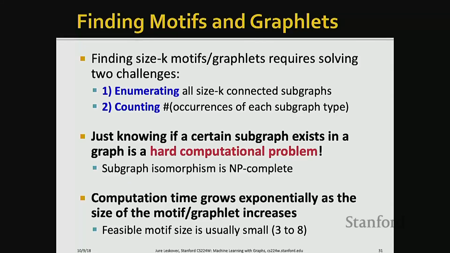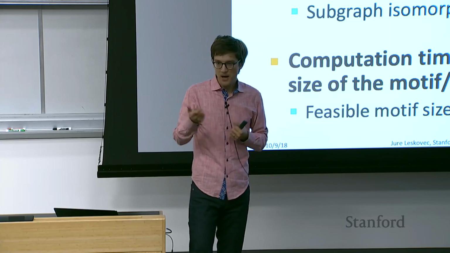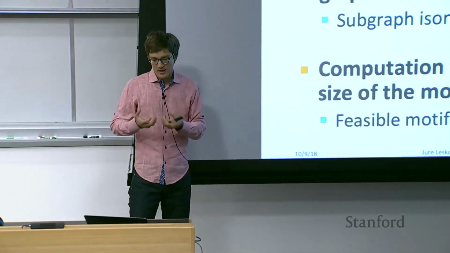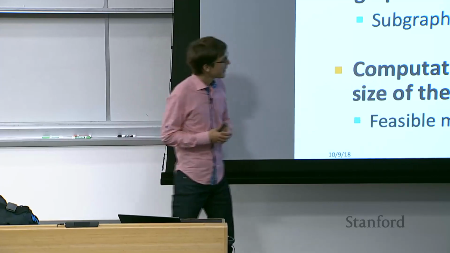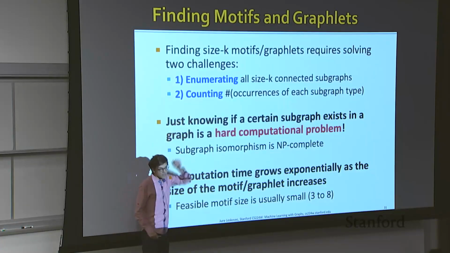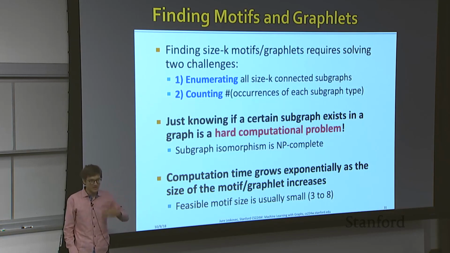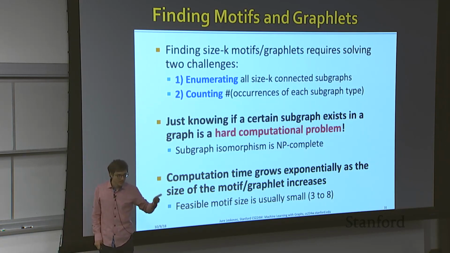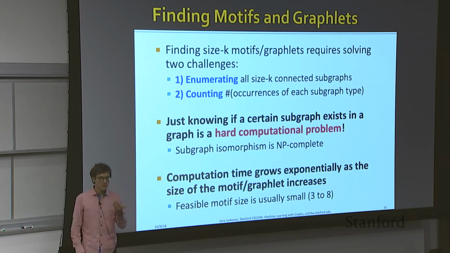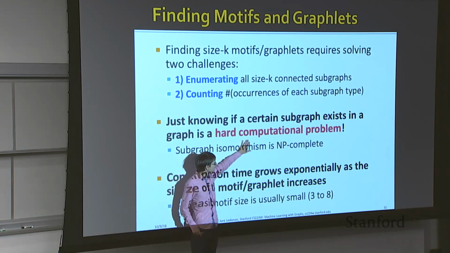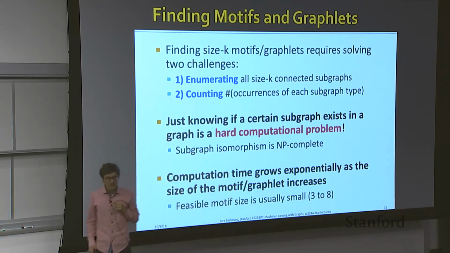Okay? So if we want to find these motifs and graphlets, we need to solve 2 challenges. The first challenge is that we want to find all the size k subgraphs in the network, where k is a parameter. Think 3, 4. First we need to enumerate all of them, and then we need to count them. So there are 2 steps. One is enumerating, which essentially means find all the instances, and then you need to count the number of instances of each structure. And this is a very hard computational problem, and it's shown to be NP-complete.